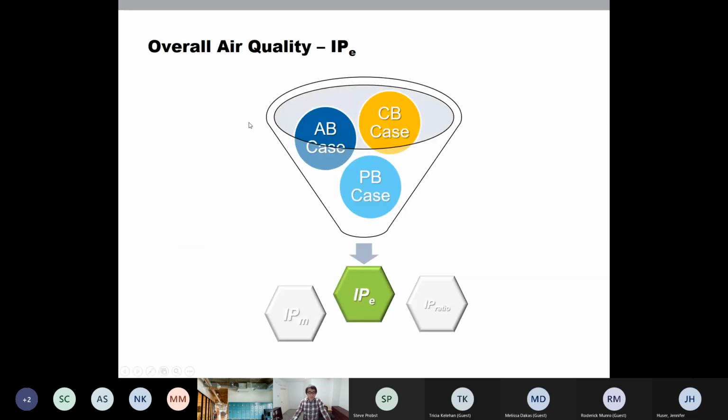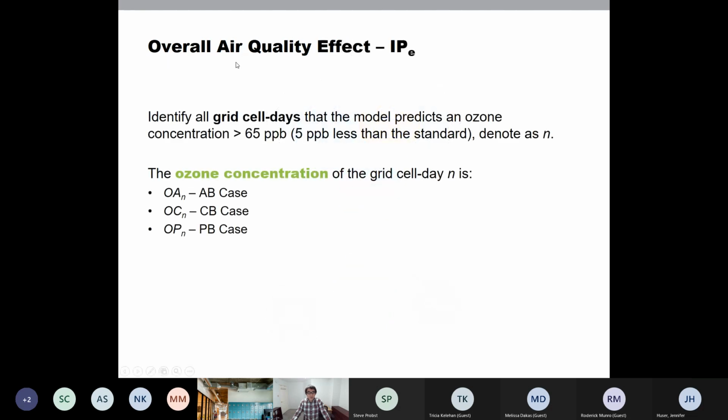So let's talk about the first metric, which is the IPE. We're calling it overall air quality effects. So let's just think about 3 runs being done: the attainment baseline case, the credit baseline case, and the project baseline case. As I just said, they are done. Apparently, sometimes it takes weeks to run all those models. It sounds pretty simple, but all the model setup and runtime are a pretty heavy burden.